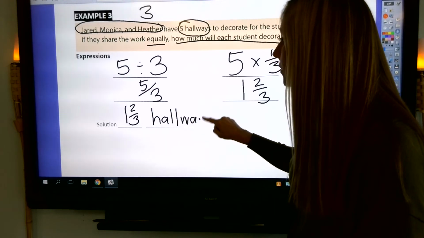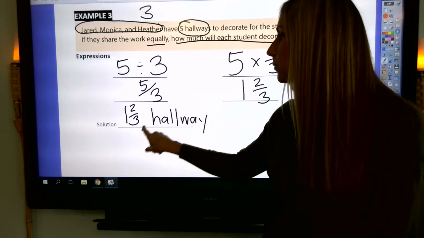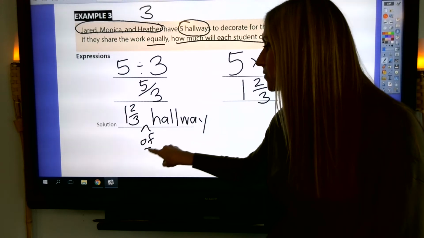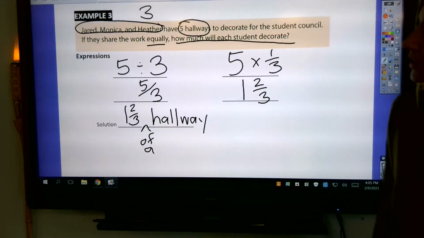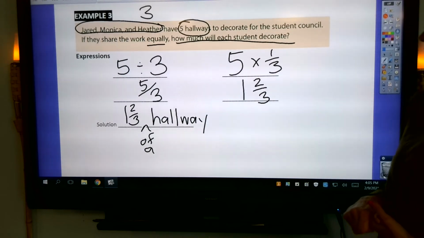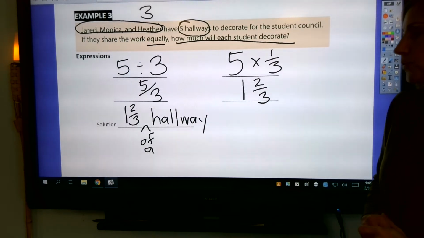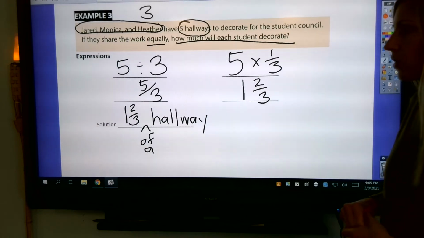So it's 1 and 2/3. And I always like to put in "of a" when it sounds funny like this one. So 1 and 2/3 of a hallway, because it's more than 1. So you wouldn't really, it would still sound funny, hallways.